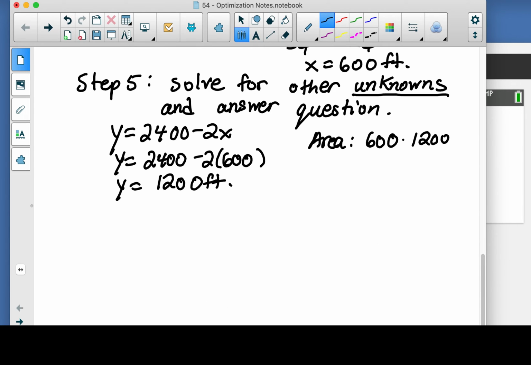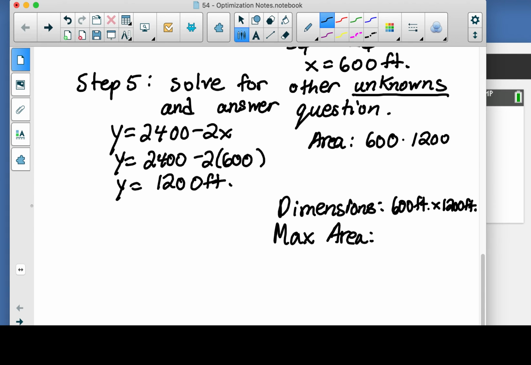I'm just going to do a little box with all the information. We have dimensions are 600 feet by 1200 feet. I'm going to squish that in there, sorry about that. And then our max area, the optimized area, is going to be 720,000 feet squared.